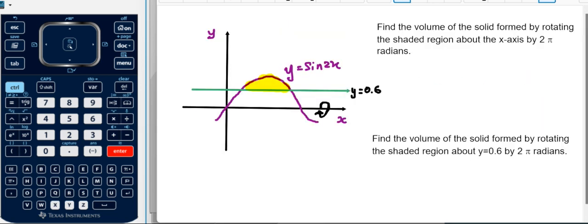And over here, I have a question for you. This is one with rotating by 2 pi radian around the x-axis. And the next question is actually rotating around y equals 0.6, also 360 degrees or 2 pi radian. I leave this as work for you to do.